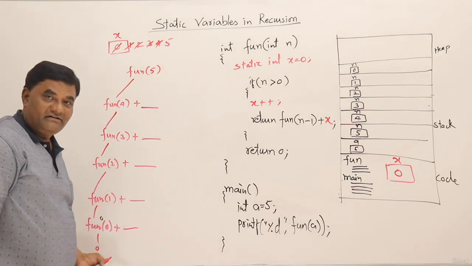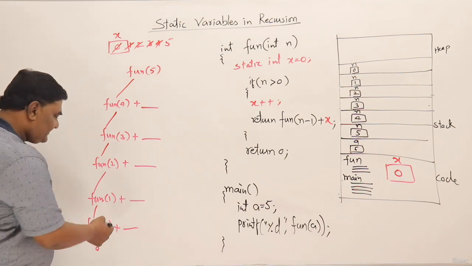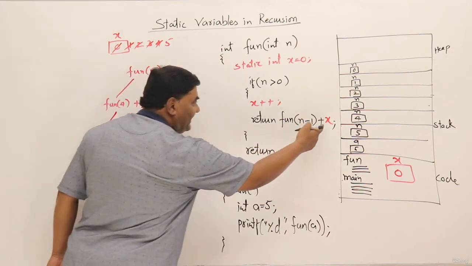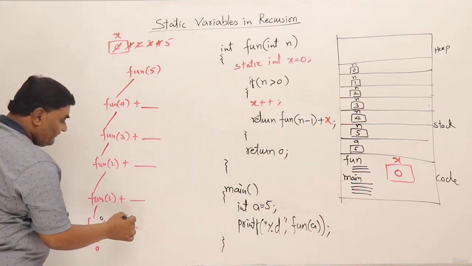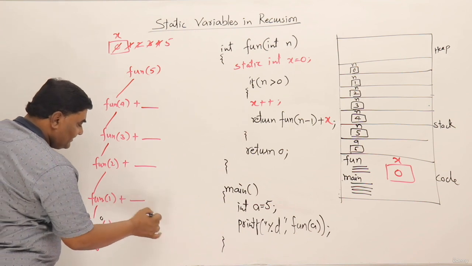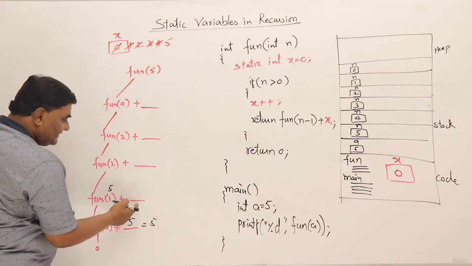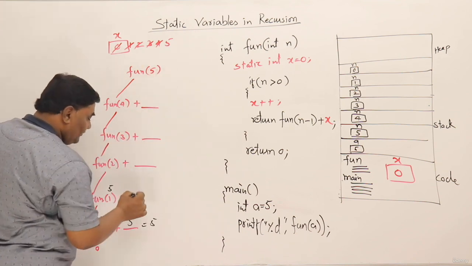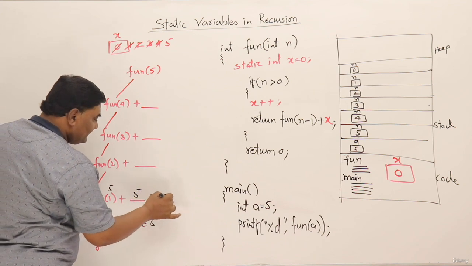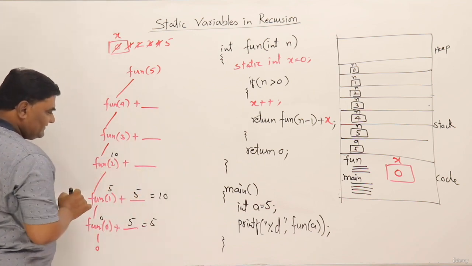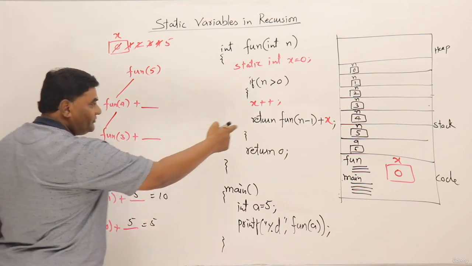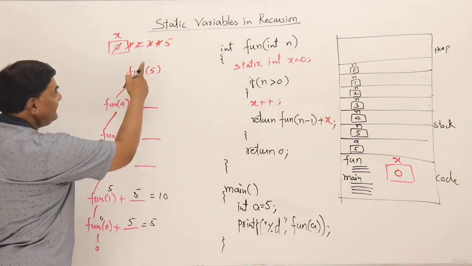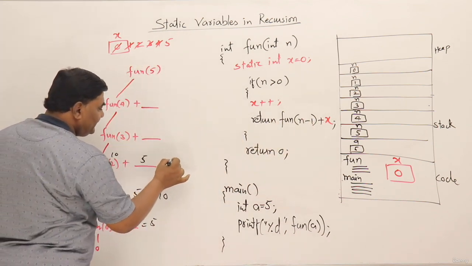Now it will start returning back from here. So this is 0 plus x has to be added. So what is x now? 5. So this is 5. Result of this is 5. Then x should be added. What is x now? 5. So this is 10. So the result of this function is 10. Then plus x should be added here. So what is x now? 5. So this is 15.